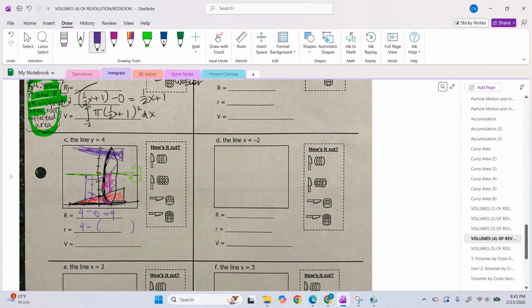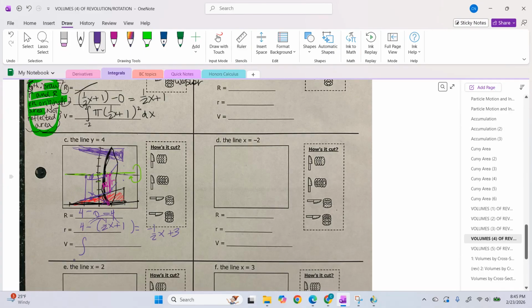But no matter where you draw it, the bottom part is always on this function, which is 1/2 x plus 1. So 4 minus quantity 1/2 x plus 1, which you can of course simplify. That'd be negative 1/2 x, minus 1. So 4 minus 1 is 3.